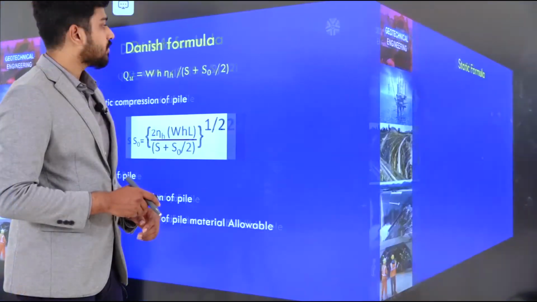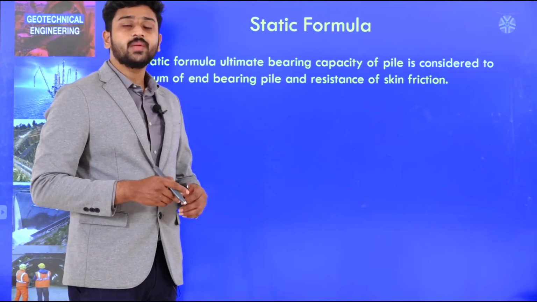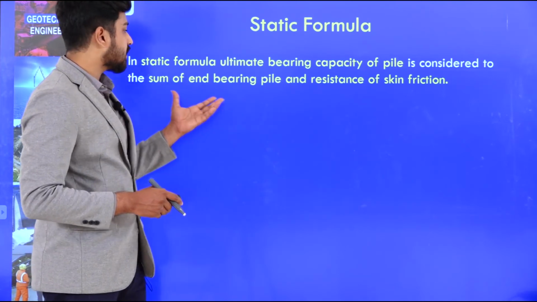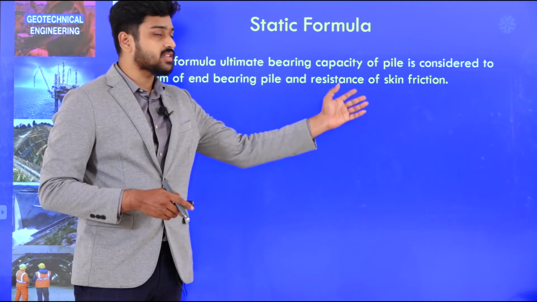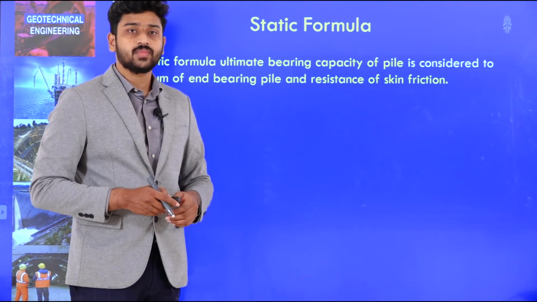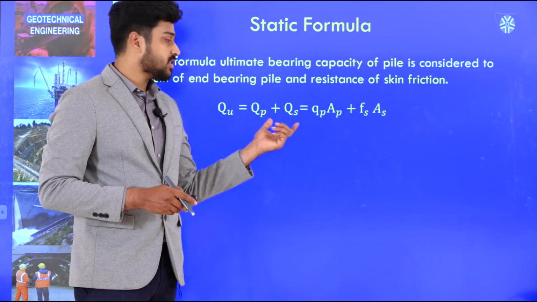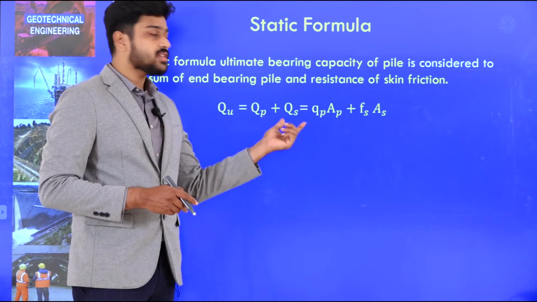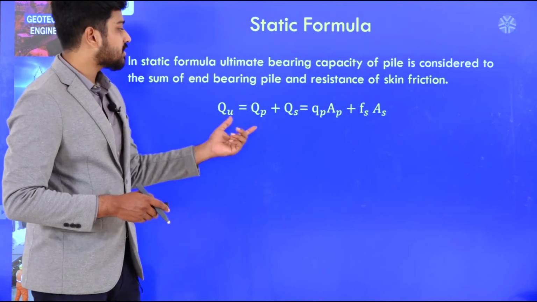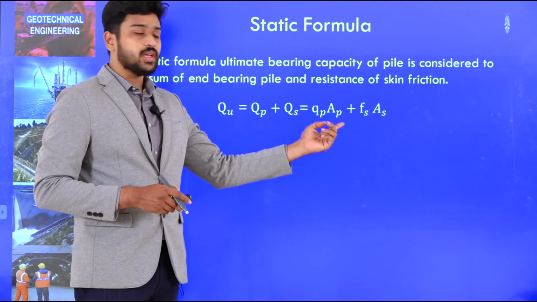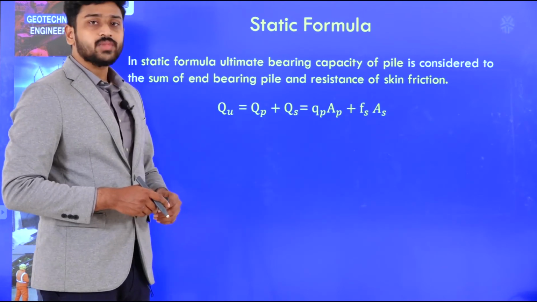So, coming to the static formula. In case of static formula, the ultimate load carrying capacity is considered as the sum of the end bearing resistance of this particular pile as well as the resistance of the skin friction. So, it is given by Qu equal to Qp plus Qs, that is Qp is the end bearing resistance and Qs is the resistance of skin friction, which in detail is considered as qp into Ap plus fs into As. We will look at what these terms are individually.